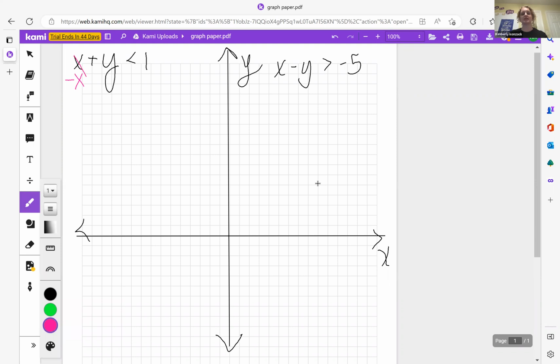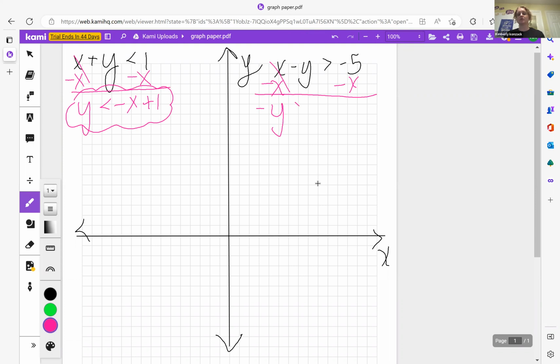We're going to subtract x from both sides. So y is less than -x plus 1. Okay, this is our first inequality. And our second inequality, now again, you can add the y to the other side. I'm not going to do that because I actually want to review something with you. So, whoops, -5, excuse me.